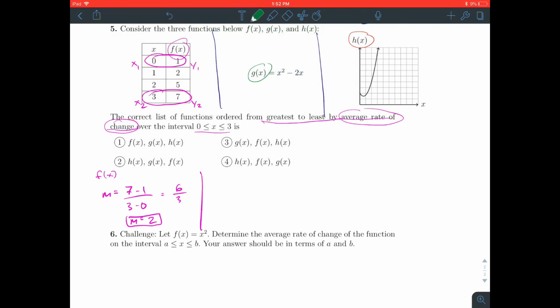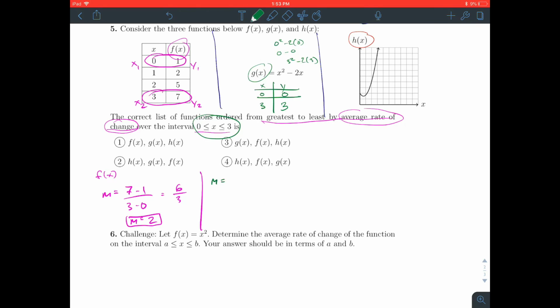Now for our green function in the middle, we've got g of x equals x squared minus 2x. I'd like to use the slope formula again, but in order to use this, I actually have to find the entire points, since they didn't give me the table. So for x, I need to plug in 0 and 3 and find the matching y values. When I plug in 0, 0 squared minus 2 times 0, that's 0 minus 0, that's 0. When I plug in 3, I get 3 squared minus 2 times 3. 3 squared is 9, 2 times 3 is 6, so I get 3.